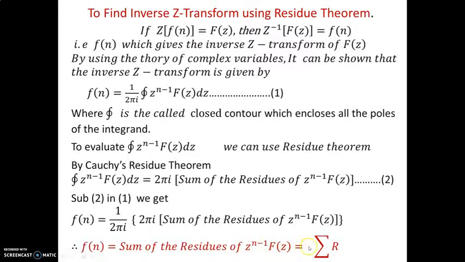Symbolically we write the summation of R, where R is the residues of z power n minus 1 into capital F of z. The formula for finding the inverse Z transform with the help of the residue theorem is f of n equal to the sum of the residues of z power n minus 1 into F of z. Next we will see the formula for finding residues.